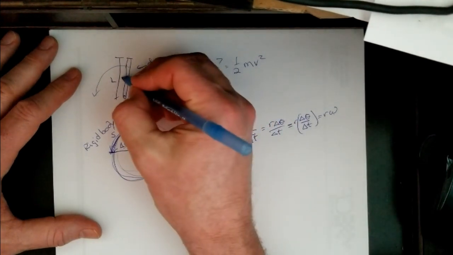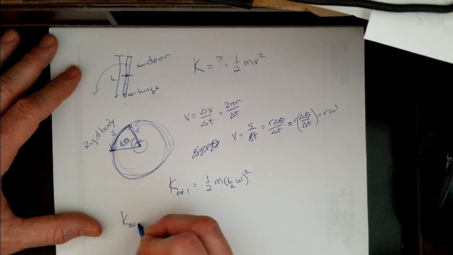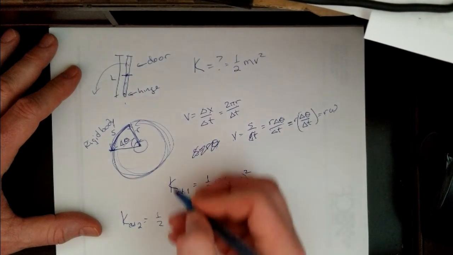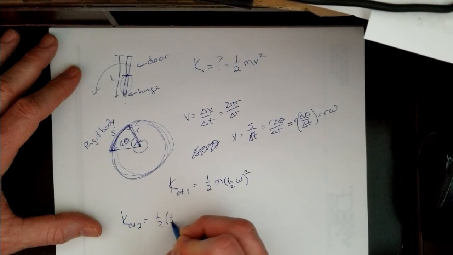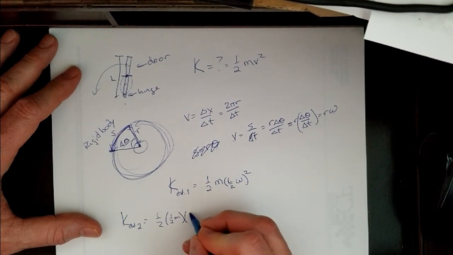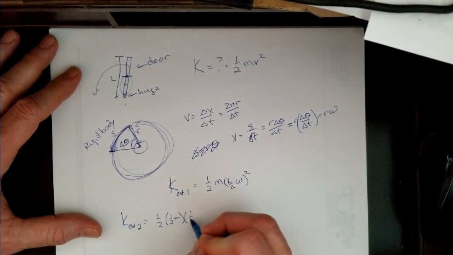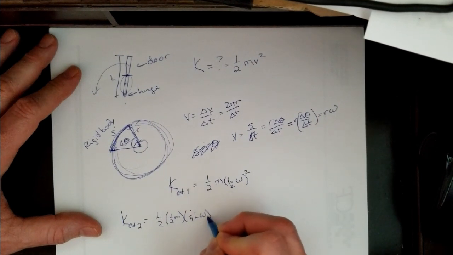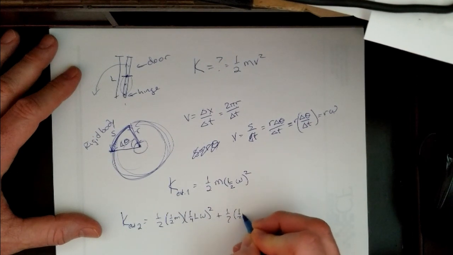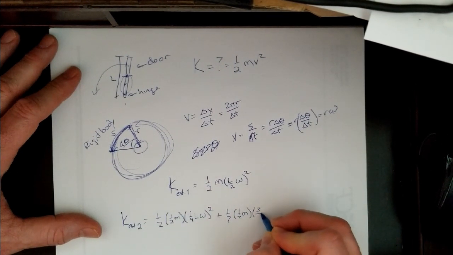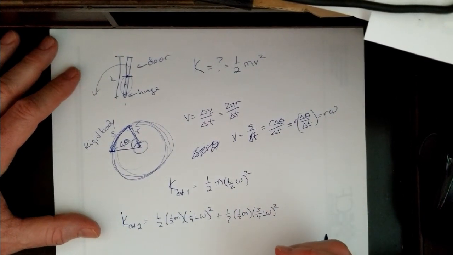However, I could get better if I broke this up into two pieces. So K estimate 2 is 1/2 times, let's do the lower half first, half the mass of the door, times L over, well, that's a fourth of it, so 1/4 L times omega, squared, plus, for the upper half, 1/2 times half the mass times 3/4 L times omega, squared. And we get a slightly better estimate, but why stop there?